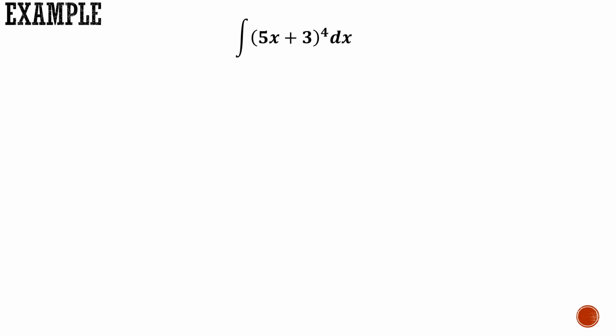Next example, we have the integral of 5x plus 3 to the 4th dx. Again, my inside function is this 5x plus 3. So I'm going to let u be my inside function of 5x plus 3. Then when I take the derivative of u, I get du equals 5 dx. But I don't need that 5. I don't have an extra 5 in my problem, so I can divide both sides by 5 to have du over 5 equals dx.